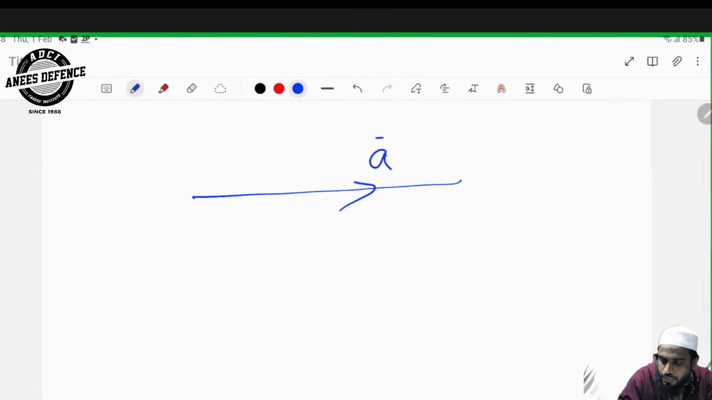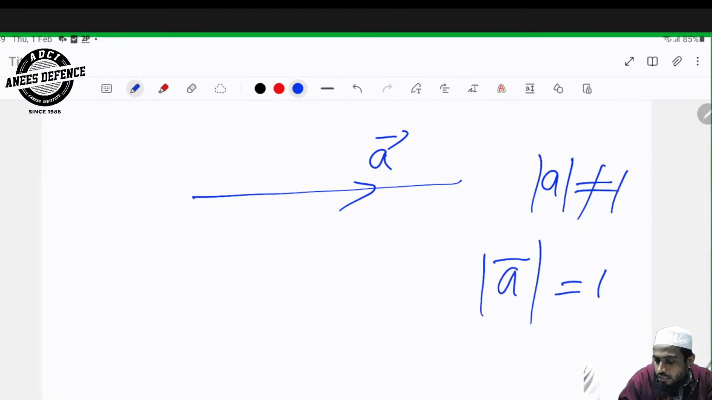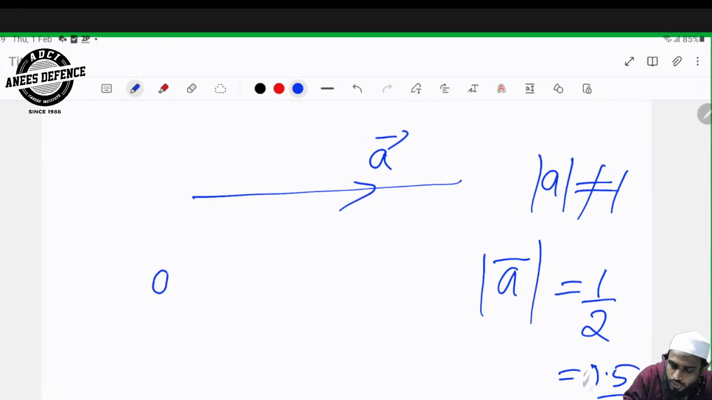Now, another case. If you have a vector A whose magnitude is not equal to 1, but magnitude is equal to 1 by 2. 1 by 2 means 0.5. So if you want to convert, it should be doubled, meaning 2 times. Here, whatever be the case, you have to divide by its magnitude.